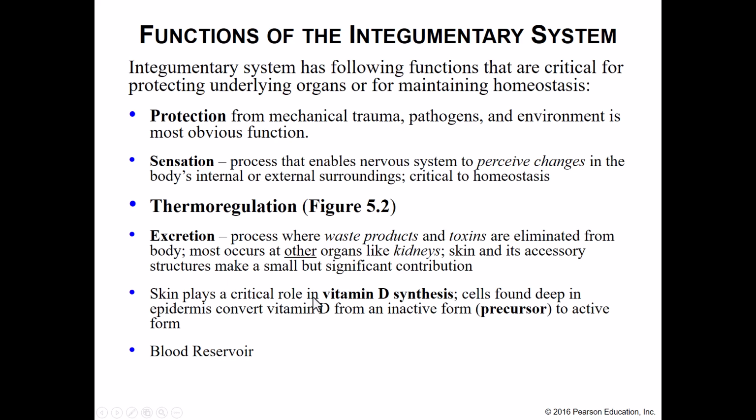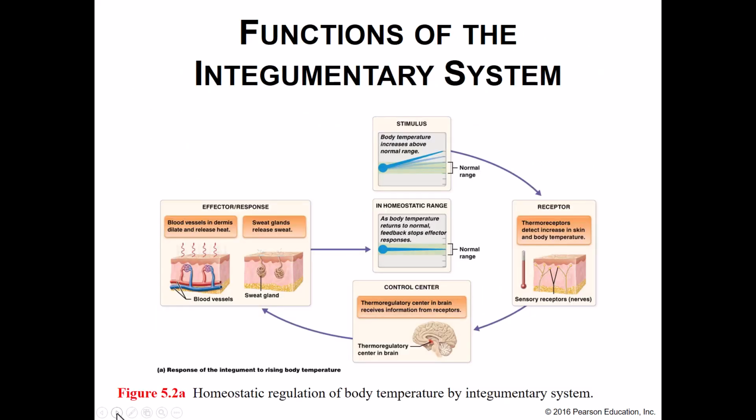Skin plays a critical role in vitamin D synthesis. This is done in cells found deep in the epidermis that convert vitamin D from its inactive form to its active form. It's also a major blood reservoir. That's the dermis's job. As you'll learn shortly, the epidermis is actually an avascular tissue, meaning a means no vascularization in our epidermis.